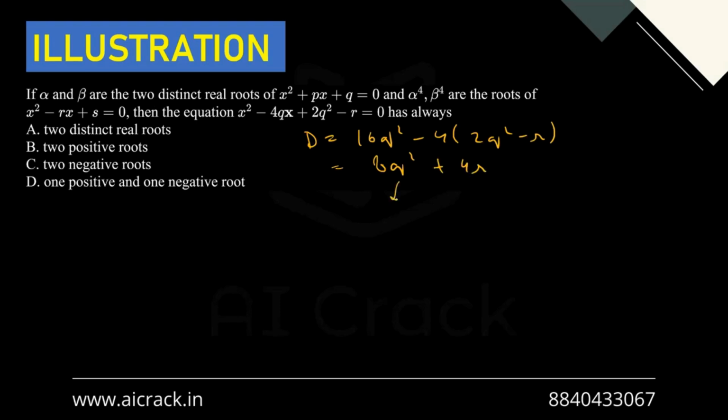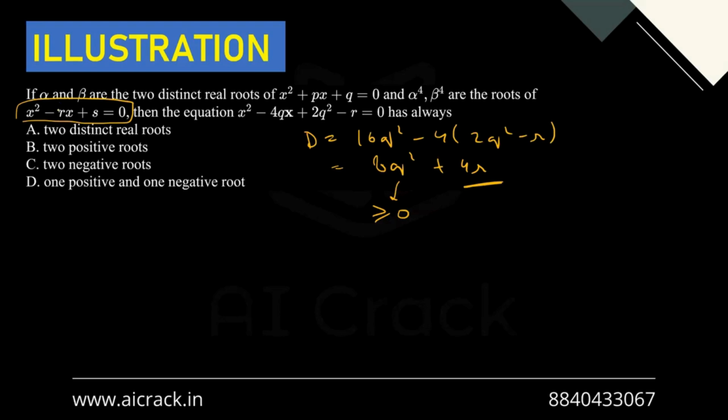Now in this case, 8q² is quite obviously greater than or equal to 0, right? Because it's q², it's always going to be positive or 0. But we don't have a clue for 4r as of now, right? So for r, we have to refer to this x² - rx + s. So what is the value of r over here?